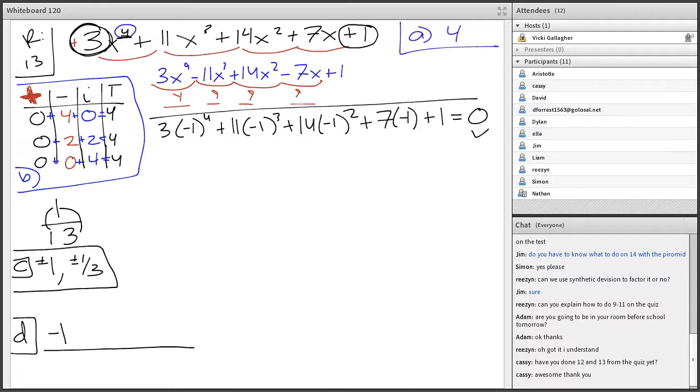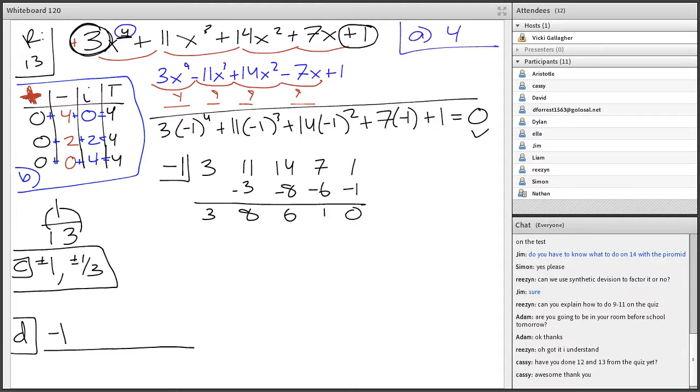Now, since negative 1 works, I'm going to use it to do some synthetic division. And there's that 0 remainder, just like I was expecting. And so now I've taken a problem that was an x to the 4th, and I've kind of knocked it down a notch. I now have an x to the 3rd.